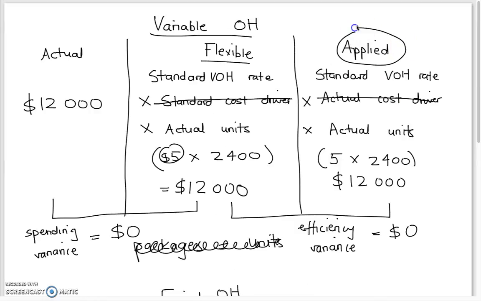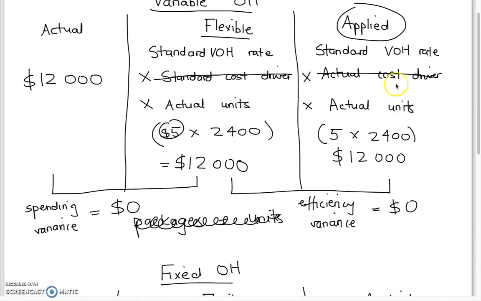Applied is called applied for a reason. You apply it to a certain number of units, so you have to be consistent with that policy. You have to apply the fixed overhead rate to your actual level of activity. So you follow this formula: your fixed overhead rate times your actual cost driver times your actual unit.